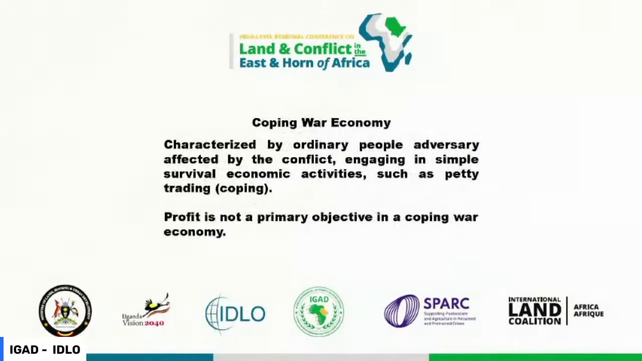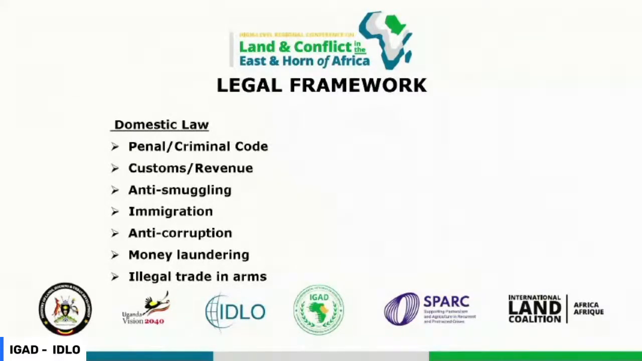The next type is a coping economy. What this means is people are caught up. These are usually very simple people caught up in a situation, striving to survive. Unfortunately, these are always civilians who find different ways of making ends meet. Women end up doing petty trade just to survive. When there was a war in northern Uganda, women and others who were caught up in the struggle ended up selling, we call it Marwa here, basically simple things in order to survive.